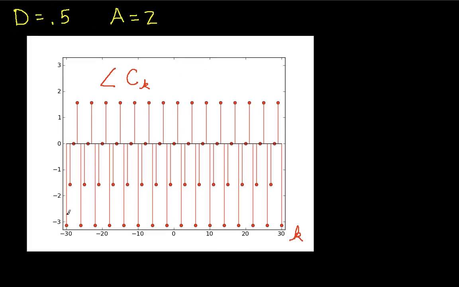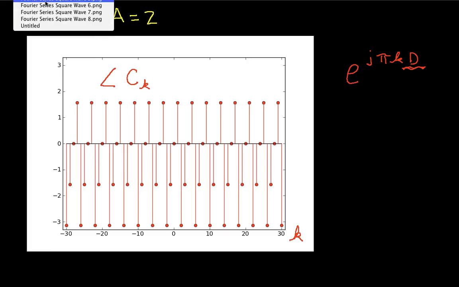If we look at the phase associated with these C sub k's, the phase, you'll recall, comes from the e to the j pi k d term. So basically, the phase here really only depends on the duty cycle. For a duty cycle of 0.5, I have a phase of minus pi over 2, 0, pi, and then it repeats over and over again. Because minus pi is equivalent to pi, I could have also plotted this as pi, minus pi over 2, 0, pi over 2, pi. So you can see that the phase here doesn't have zero phase, and the phase is basically a function of the duty cycle.